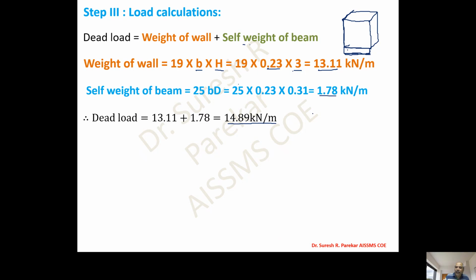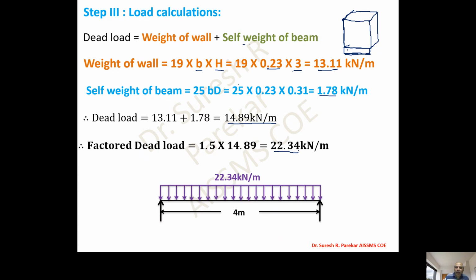We do not have any live load on ground beams because your live load will be on slabs, and we do not have any slab at ground level, or floor level. Then we have factored load 1.45 into 14.89, which is 22.34 kilonewton per meter, and we have this as a beam with UDL 22.34, and that is a 4 meter span.